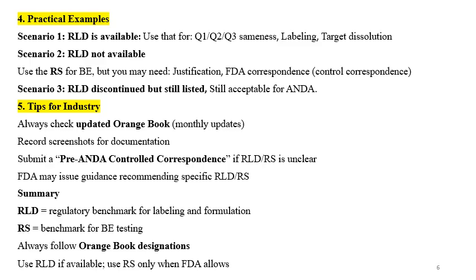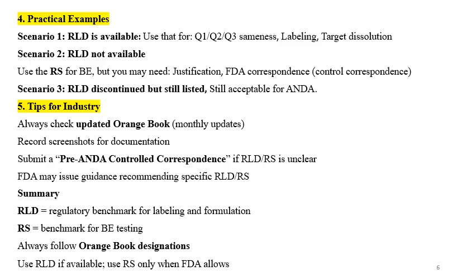Practical example, scenario 1, RLD is available. Use that for Q1, Q2, Q3 sameness, labeling and target dissolution. Scenario 2 is RLD is not available. So use RS for BE, but you may need justification through FDA correspondence, that is called control correspondence or CC. Scenario 3, RLD discontinued but still listed. So still acceptable for the ANDA.